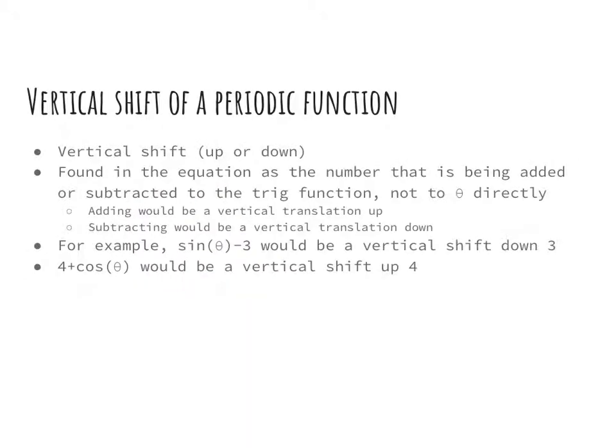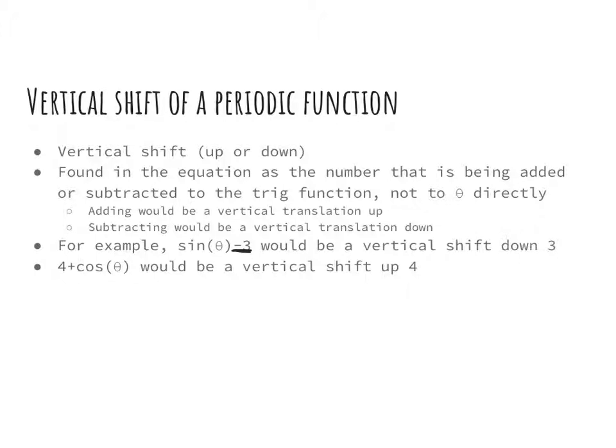Next, we're going to talk about a vertical shift. So vertical shift is up or down. That's found in the equation as the number that is being added or subtracted to the trig function in general, not to theta directly. So if we add, that would move the graph up. If we subtract, that would move it down. So for example, if we had sine of theta minus 3, notice how the minus 3 is outside of the parentheses. That means we're going to shift down 3.